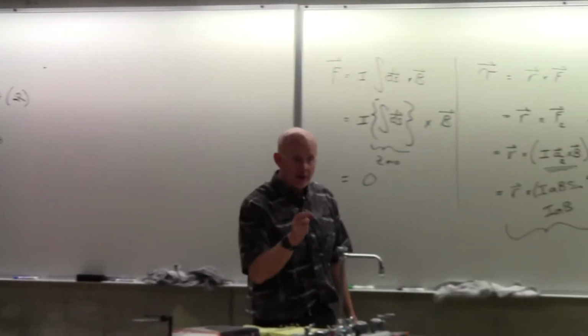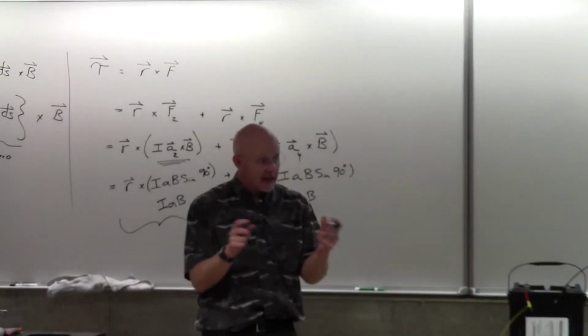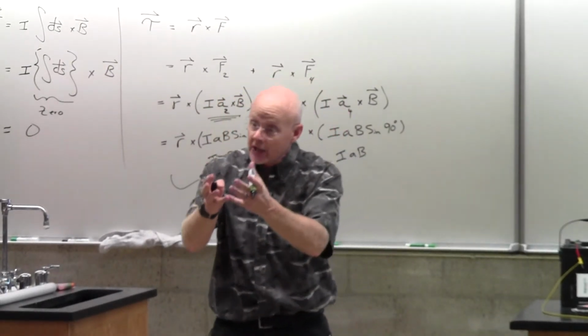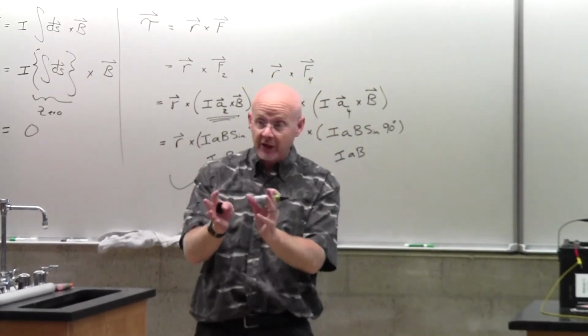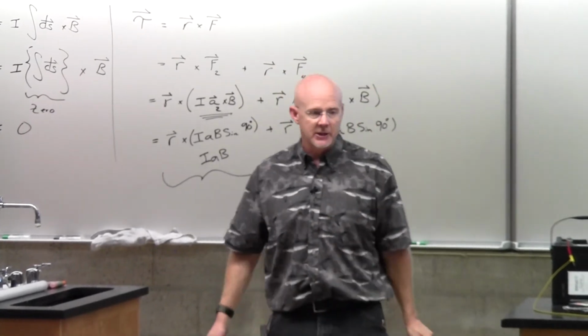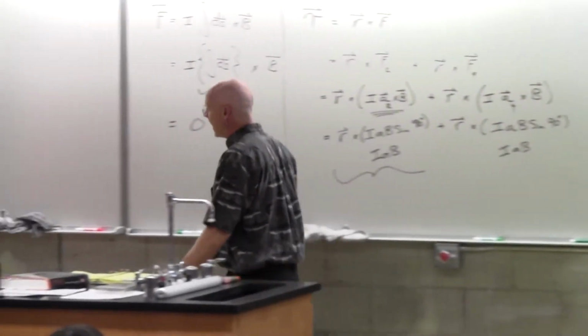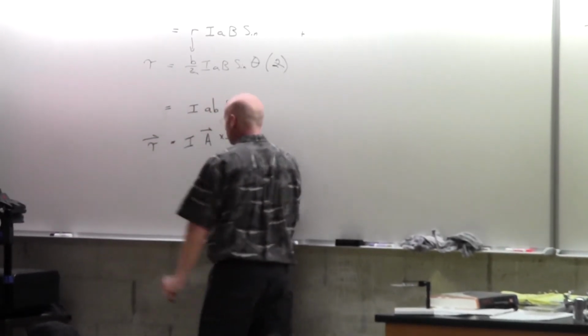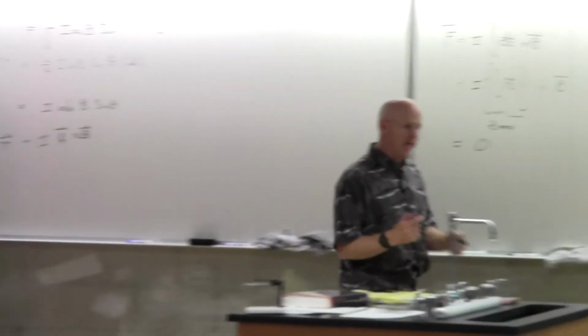The A vector has a magnitude of A, the area of the loop, and the direction is perpendicular to the surface, which is perfect because it fits right in with our idea of a cross product. And so we can get a torque out of this and write it as a cross product again. So, no doubt, you are seeing a lot of cross products today, and hopefully that's bringing back memory.